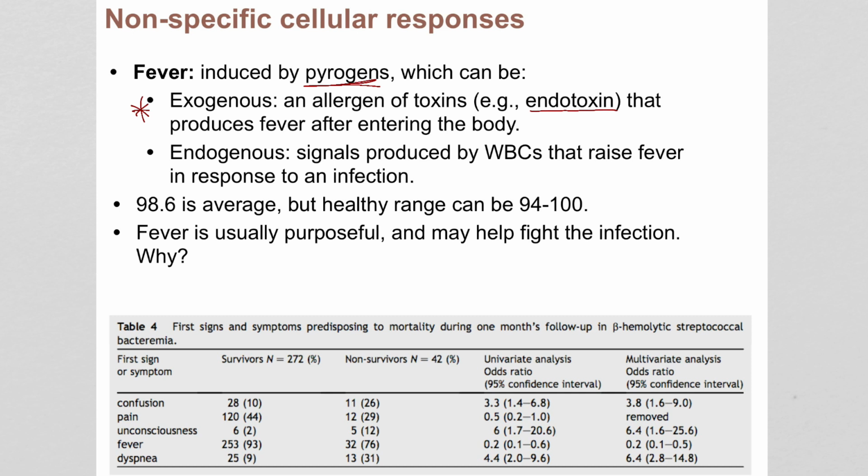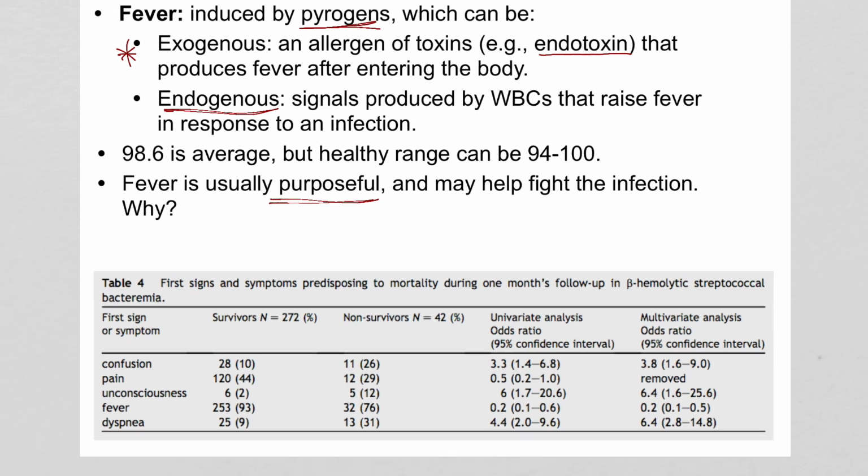All right. The endogenous side of things means your white blood cells produced signals on purpose to raise your temperature, right? And that idea that a fever is almost always purposeful. 99% of fevers are coming from these endogenous pyrogens. And the idea is bacteria especially have a harder time dividing when fever is high. So to test that hypothesis, this is some clinical data.